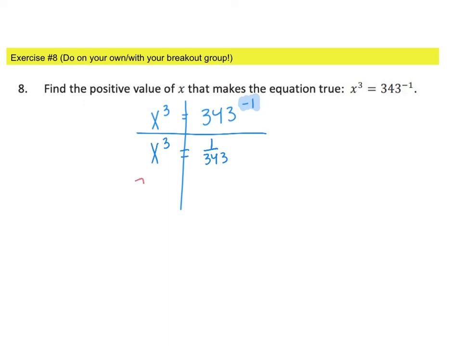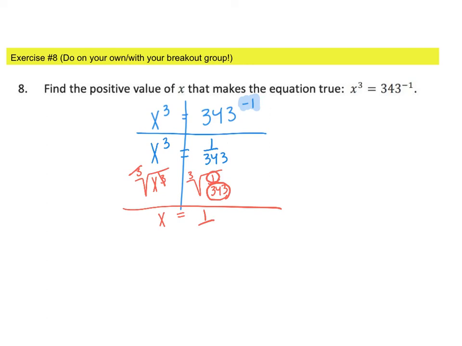All right, the first thing I'm going to do to solve is take the cubed root of both sides. Over here, my cubed root cancels my 3, and I'm left with x equals. Over here, I have to take the cube root of both the top and the bottom. Well, the top's easy, that's a 1. The bottom is a little bit harder.